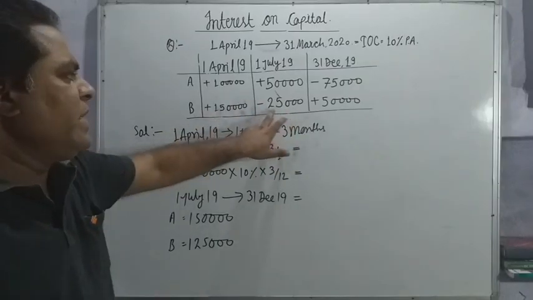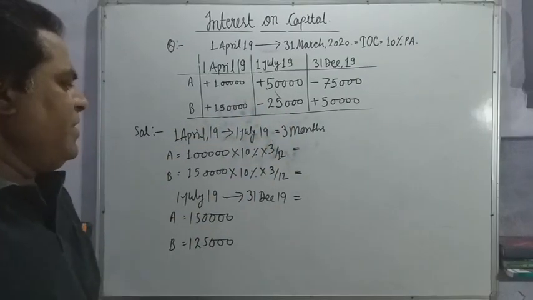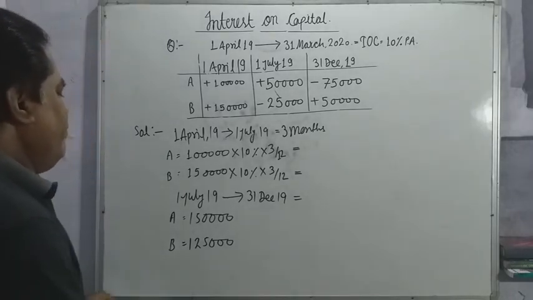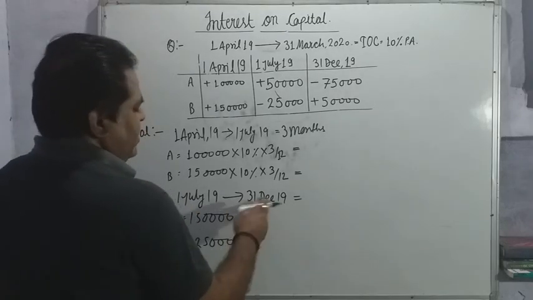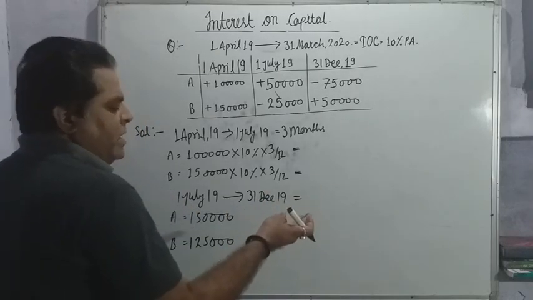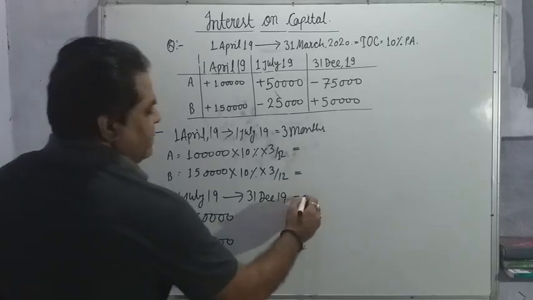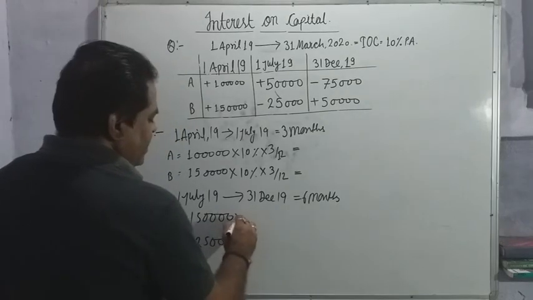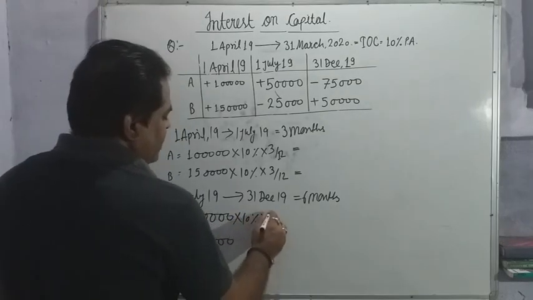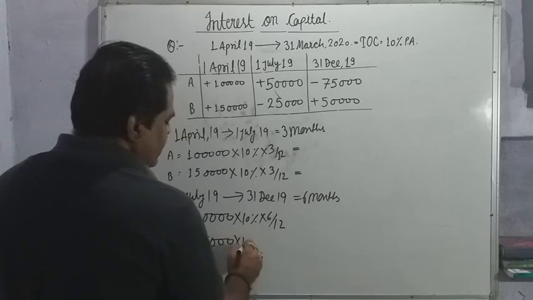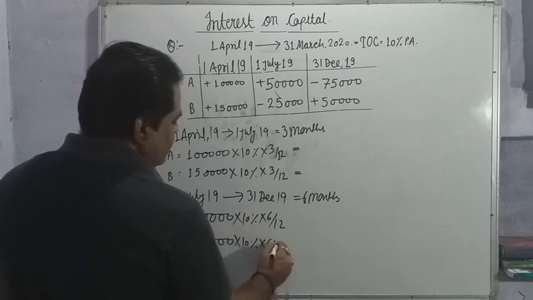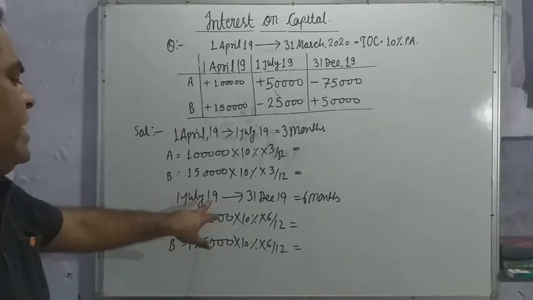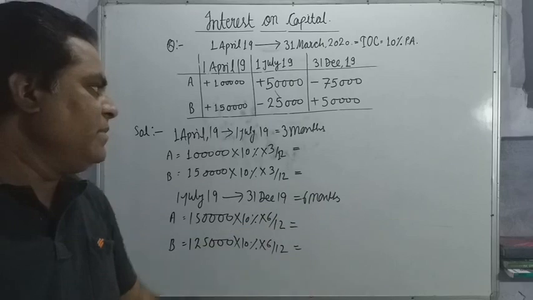So what is his capital after withdrawal? 1,25,000. So we have to calculate interest on capital for A and B from 1st July to 31st December, that is July, August, September, October, November, December, 6 months. 6 months interest. So 1,50,000, 10%, 6 upon 12. Same way, 10%, 6 months. So this is interest on capital from 1st July 2019 to 31st December 2019, 6 months interest.